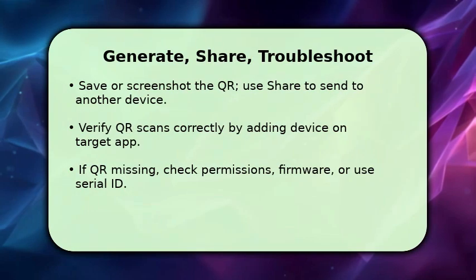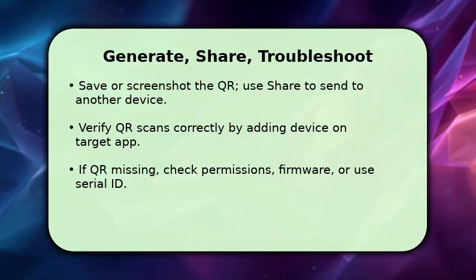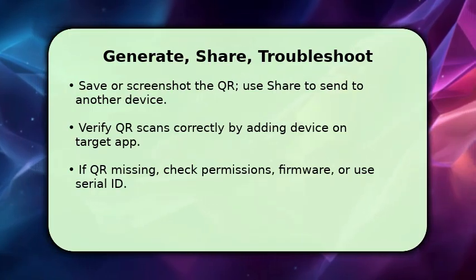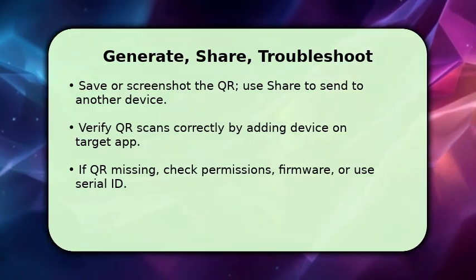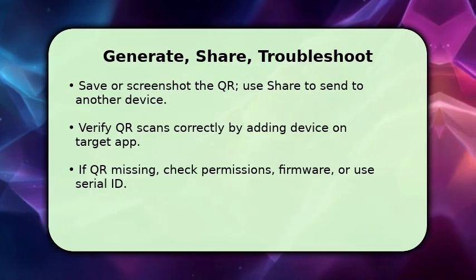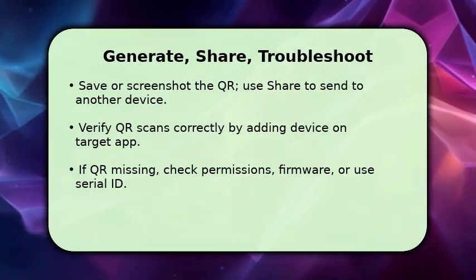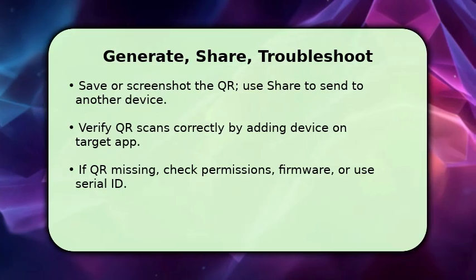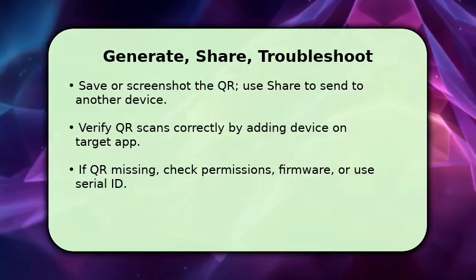After generating the QR, you should see it on screen. Save it to your gallery or tap share to send via messaging. You can now scan it from another phone or a PC client to add the camera quickly. Make sure to test by scanning immediately. If the target app accepts the QR, the process is complete.